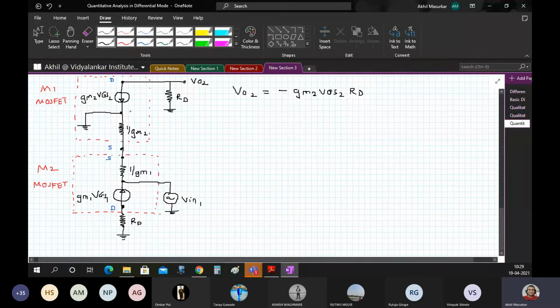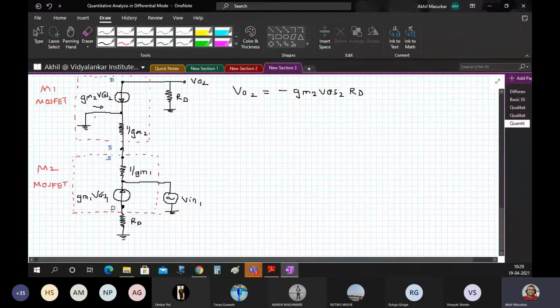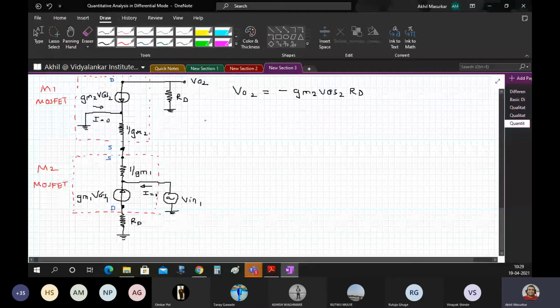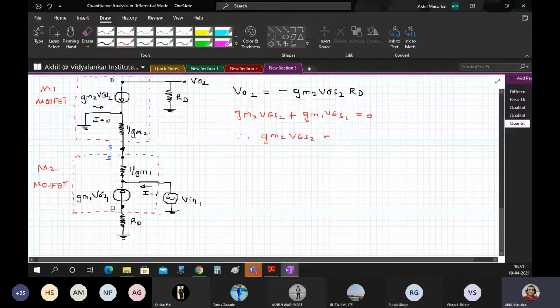Please copy this. Here I is equal to 0, and here also I is equal to 0. If you consider this as a node, then the incoming current should be equal to the outgoing current. The incoming currents are GM2 VGS2 and GM1 VGS1, and the outgoing current is 0. So GM2 VGS2 plus GM1 VGS1 is equal to 0. Obviously, GM2 VGS2 is equal to minus GM1 VGS1. That is by simple observation, or I would say KCL. And I keep saying that electronics is all about KVL and KCL, nothing else.